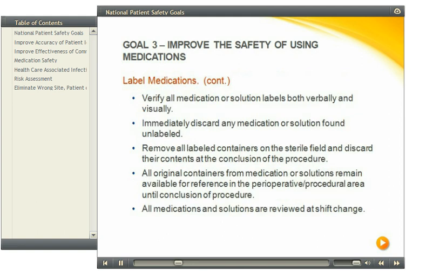Verify all medication or solution labels both verbally and visually. Immediately discard any medication or solution found unlabeled. Remove all labeled containers on the sterile field and discard their contents at the conclusion of the procedure. All original containers from medication or solutions remain available for reference in the perioperative procedural area until conclusion of procedure. All medications and solutions are reviewed at shift change.